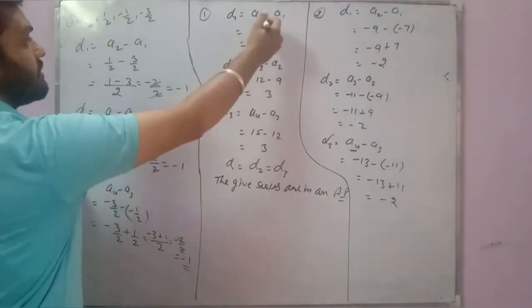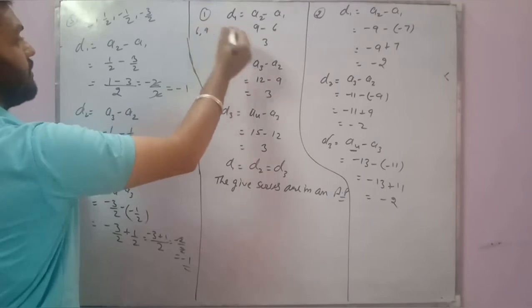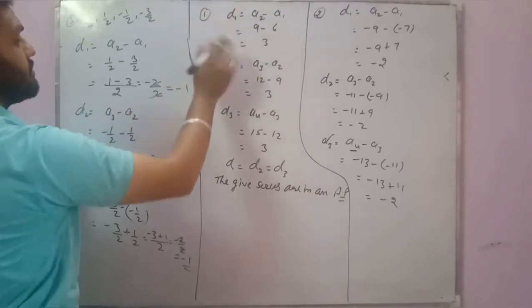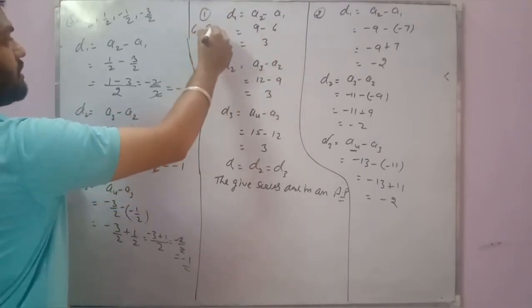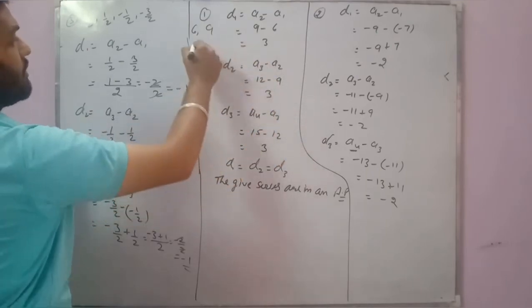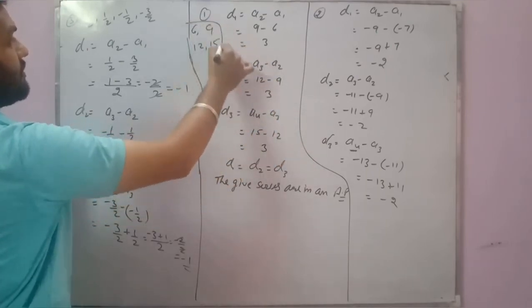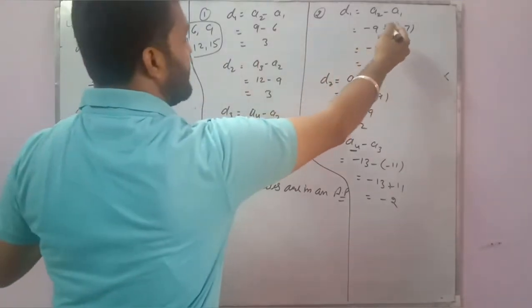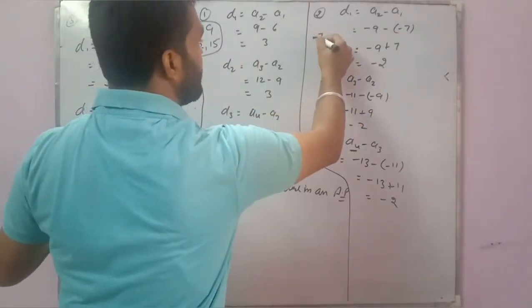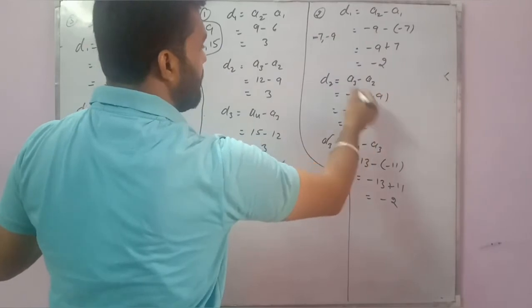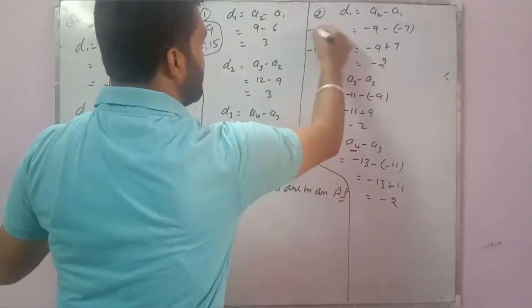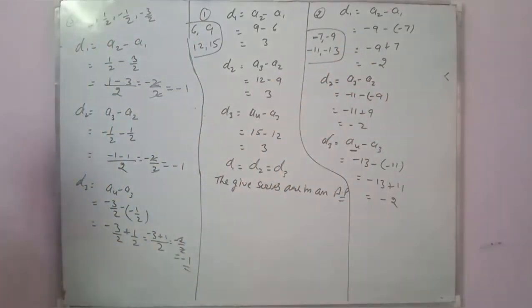This is the first question: 6, 9, 12, 15. The second is minus 7, minus 9, minus 11 and minus 13. This is the second example. This is the third example. Okay, students, please note down. Let's start the next question.